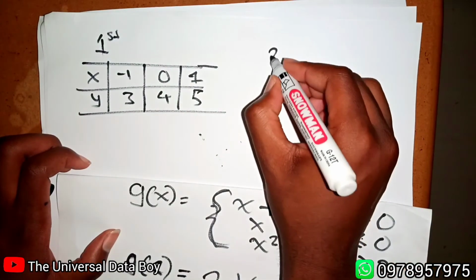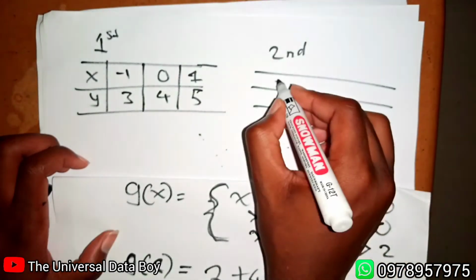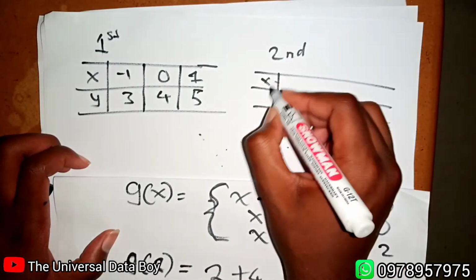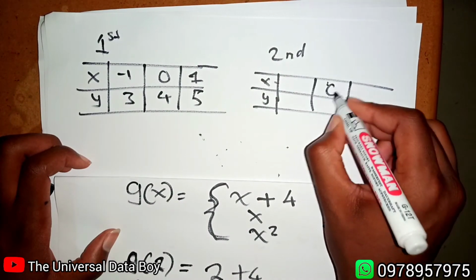Then for the second one, you have your x, you have your y. You can choose 3 values as well.